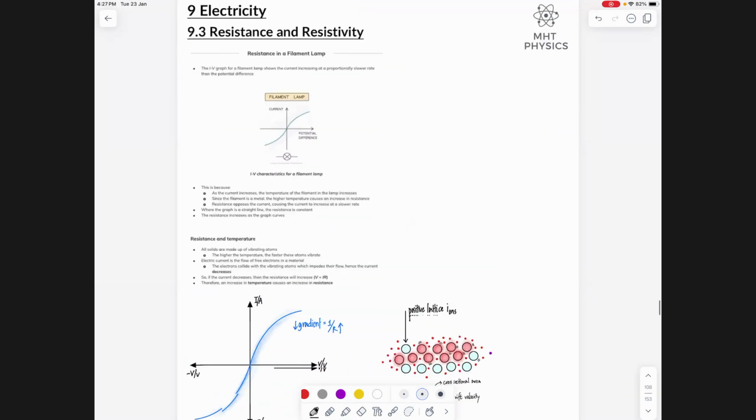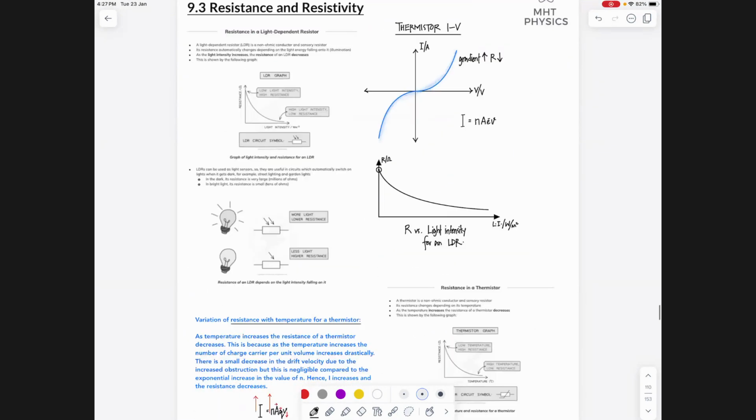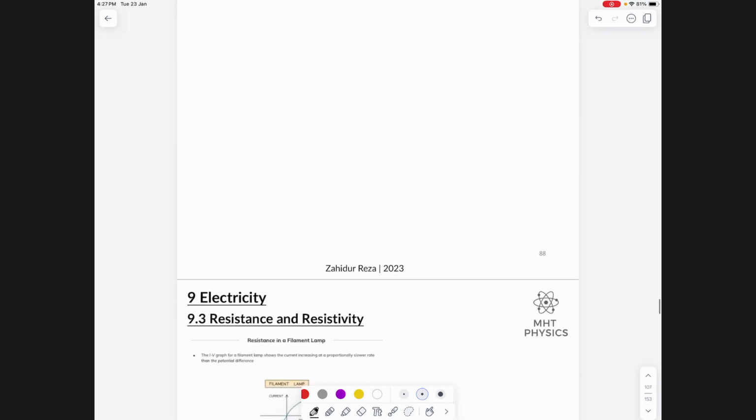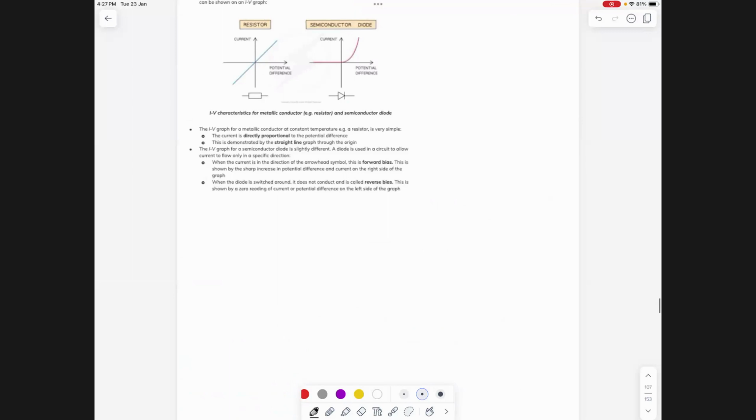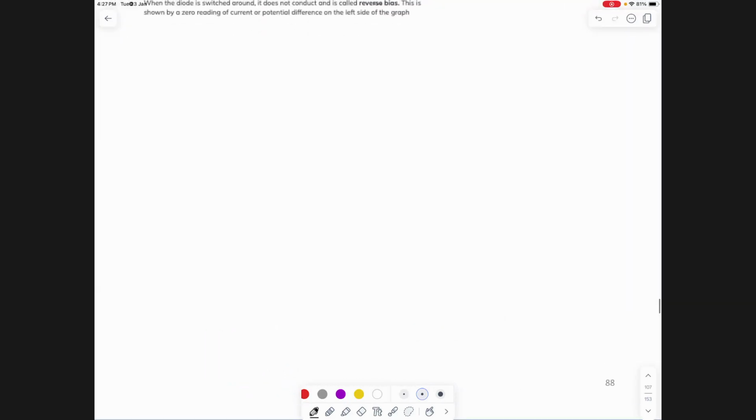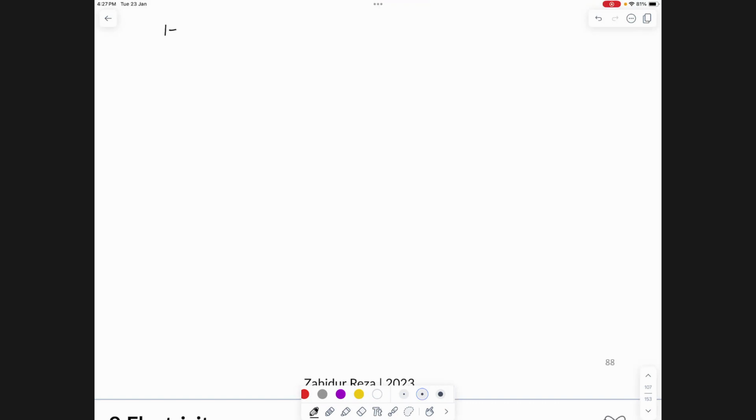ওইটা হচ্ছে, yeah, page 88. The IV graph for a diode. Right. So what's the current versus voltage graph for a diode? Let's see. এটা মনে থাকা উচিত তোমাদের, very distinct একটা graph.